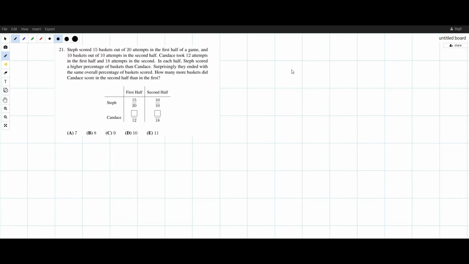So we can have x be the number Candace made in the first half and y be the number Candace made in the second half. And since Candace and Steph took the same number of attempts with equal percentage of baskets scored, we will get that x plus y is going to be equal to 10 plus 15, which equals 25. Now, that's a pretty useful trick in the book here, so let's write this one out. As you can see, I've written it out here.